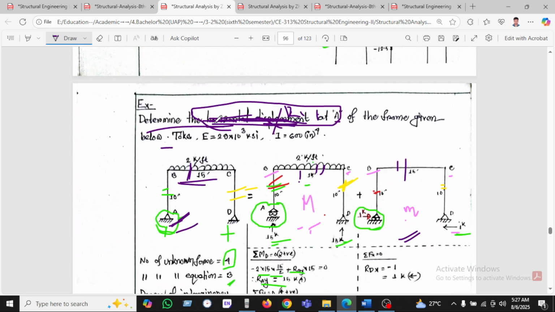The question should be: determine the reaction at A, given below.